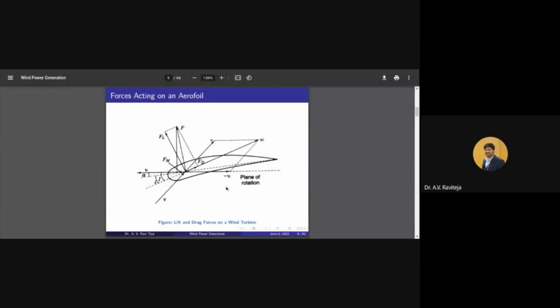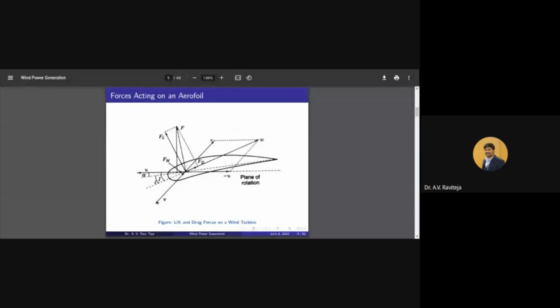Suppose this is the cross section of a turbine blade, which we call an aerofoil, and wind, as we know, wind velocity as well as direction is subject to change throughout the day. So when wind hits the turbine blade at an angle of incidence, at any angle i, then the turbine blade rotates. But if the angle of incidence is changing, not all the forces falling on the turbine blade will contribute to the rotation of the blade.